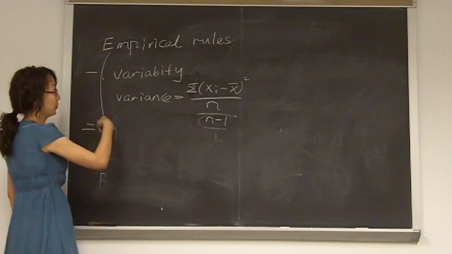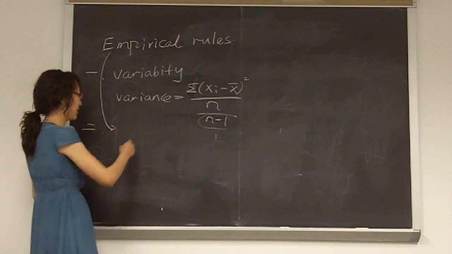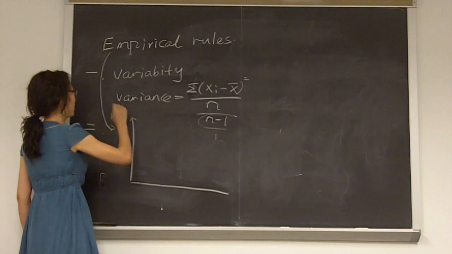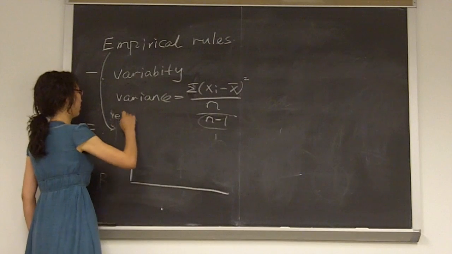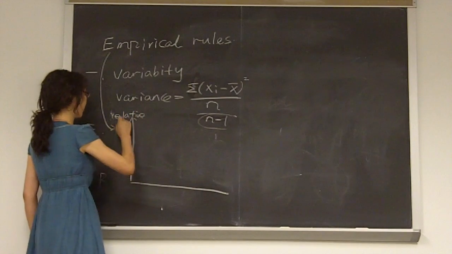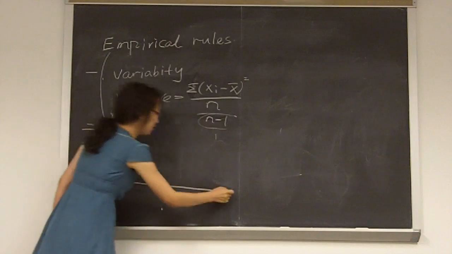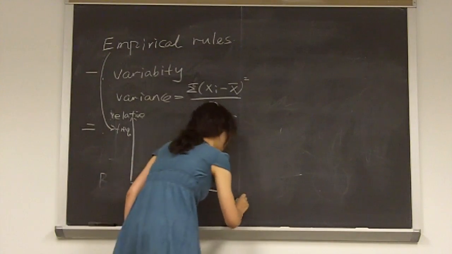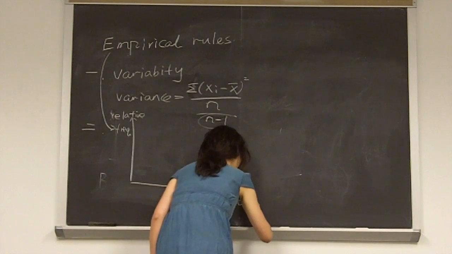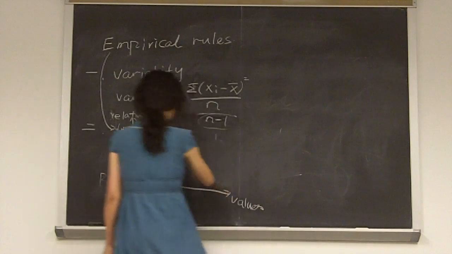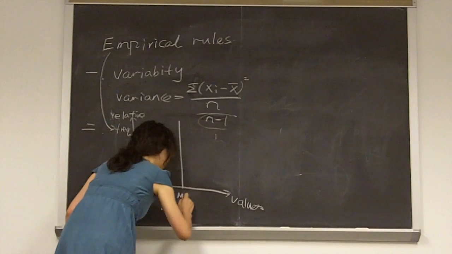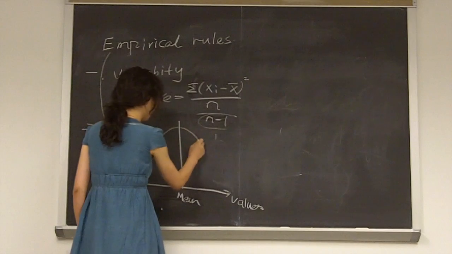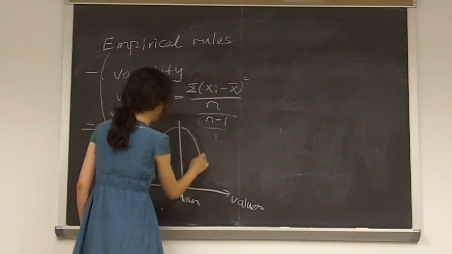And so the empirical rules can only apply under these circumstances. This is the relative frequency. This is the value of the data. It can be used with continuous values. This is the mean. Now it's bell-shaped, although it doesn't look that symmetrical.